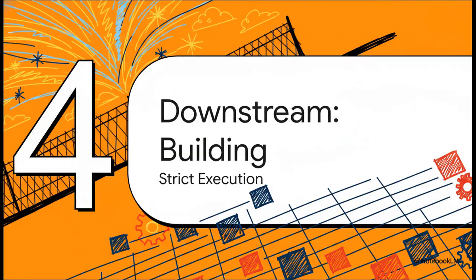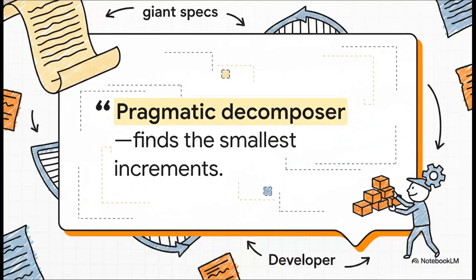All right, section 4, downstream, the building phase, strict execution and validation. We are officially crossing the boundary line now. We're shifting the energy completely away from expansive thinking and moving right into strict, constrained execution. Our first downstream agent is the Scrum Master. They act as the essential bridge between those giant specs we just created upstream and the actual developer who will write the code. They are your pragmatic decomposer.